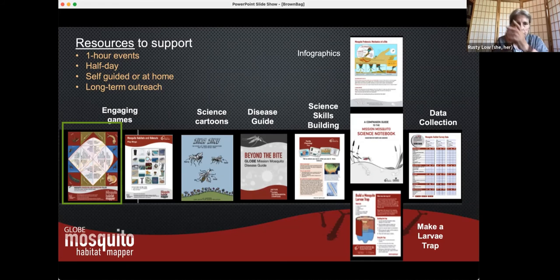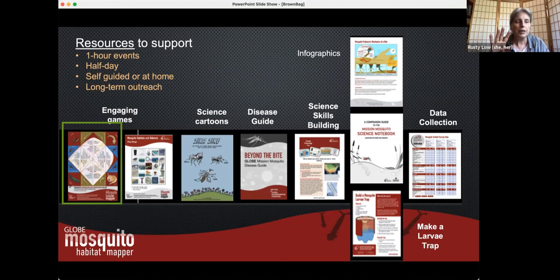I will tell you that I have taken those on the left. Those are cootie catchers, you know, those origami things that you can put together and you can go like this and you ask each other questions. Well, we have 5 cootie catchers that are designed for teaching about mosquitoes.